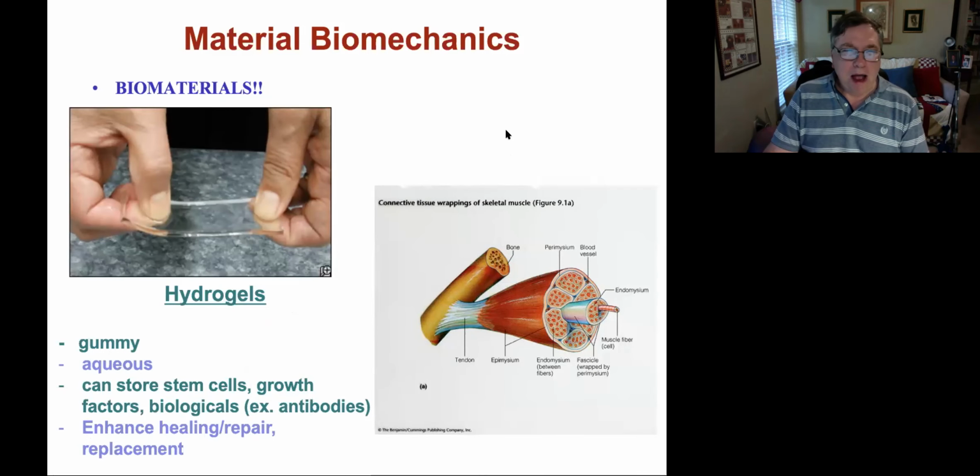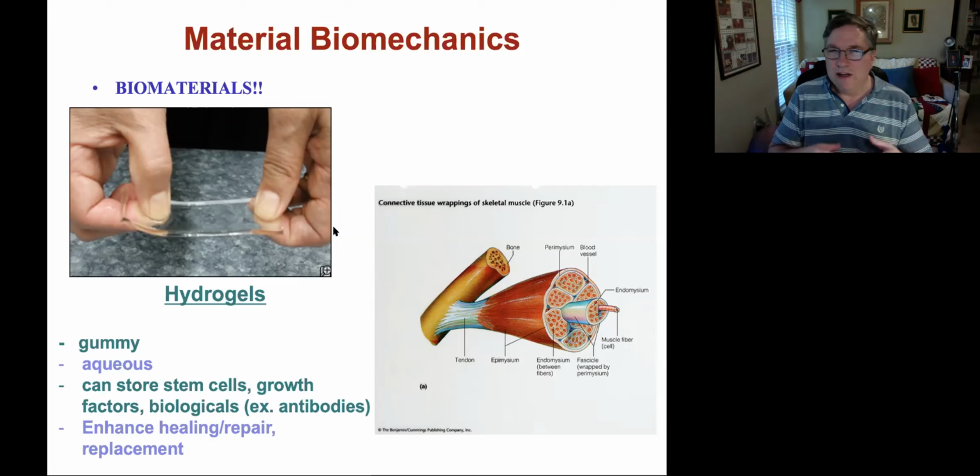Okay, biomaterials on the forefront, hydrogels. They're really exciting. They're kind of like gummy bears. They're aqueous. We can put all kinds of cool things in them. We can put stem cells, growth factors, biologics. Those are medicines like antibodies.